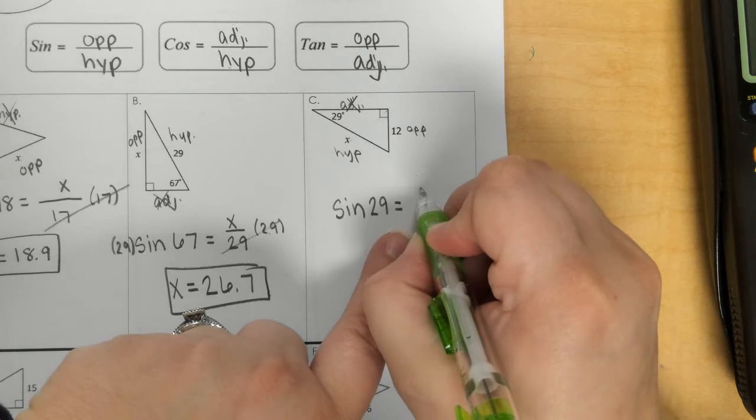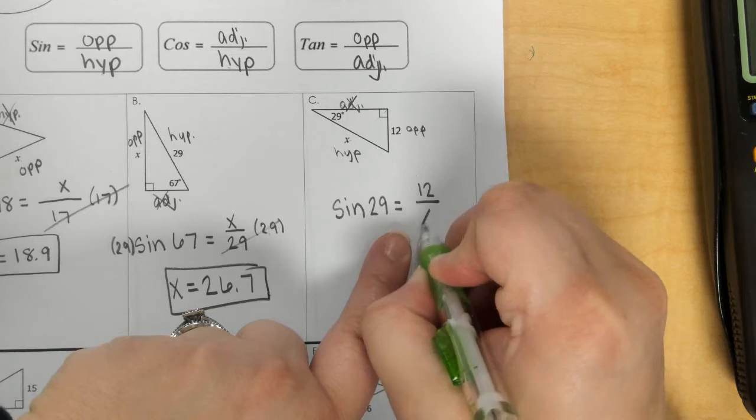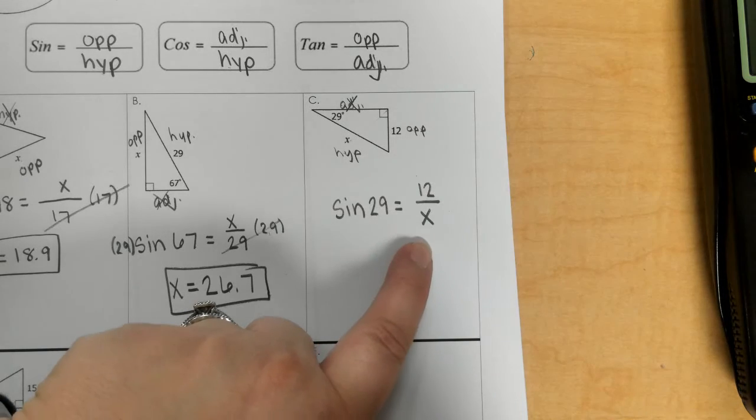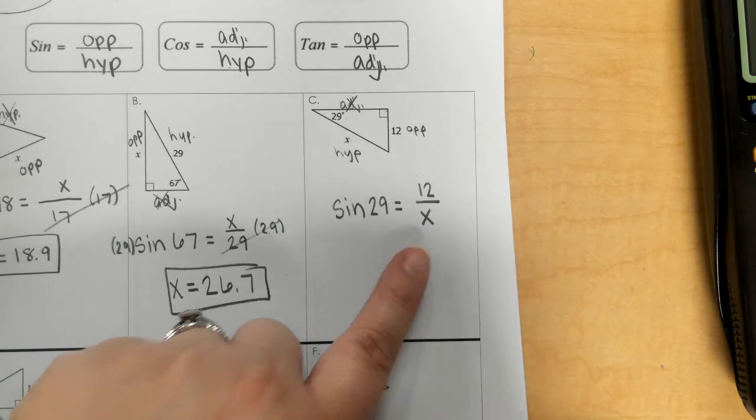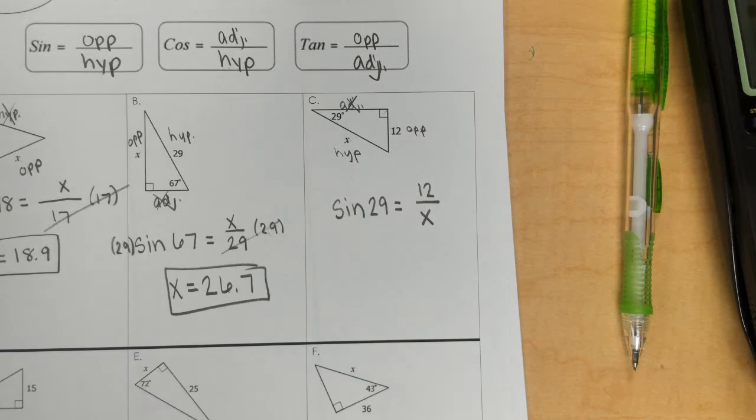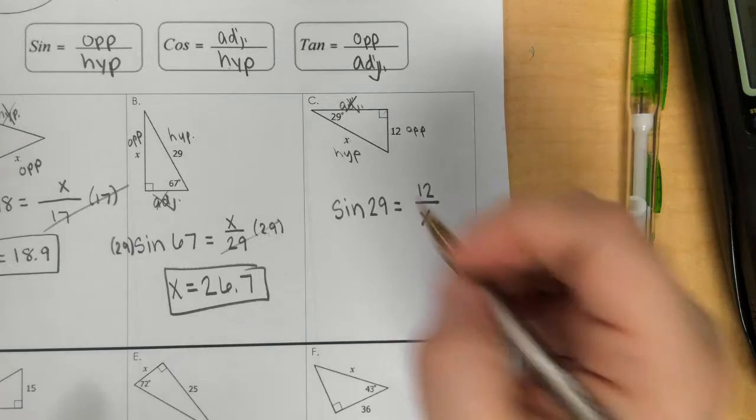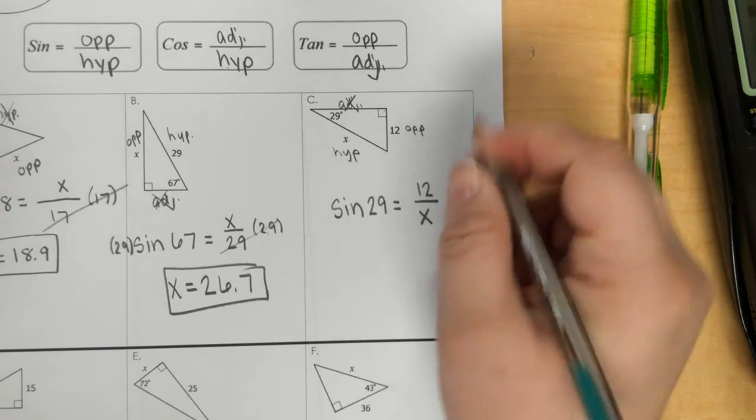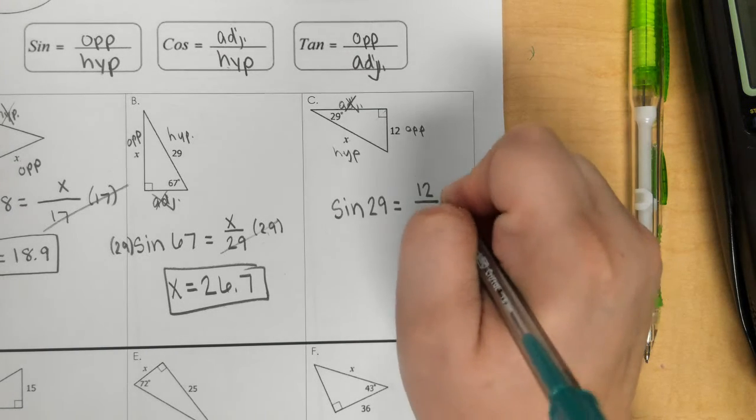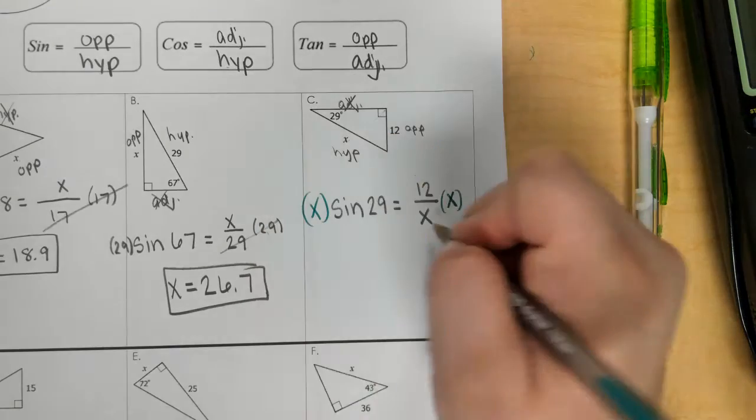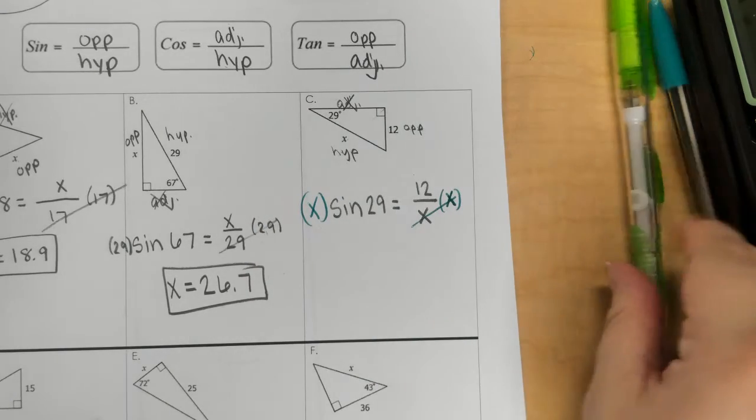equals opposite over hypotenuse, so 12 over x. Okay, so for this one we have a few more steps. So one, I'm going to have to multiply both sides by the denominator, which is x. So that cancels out. Okay?